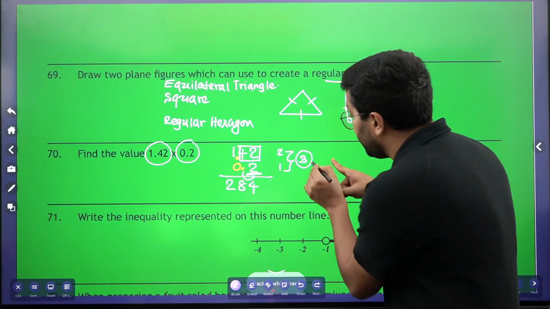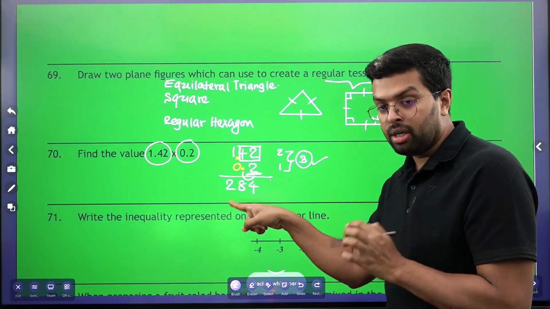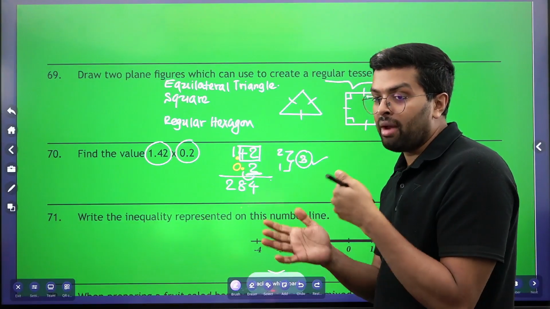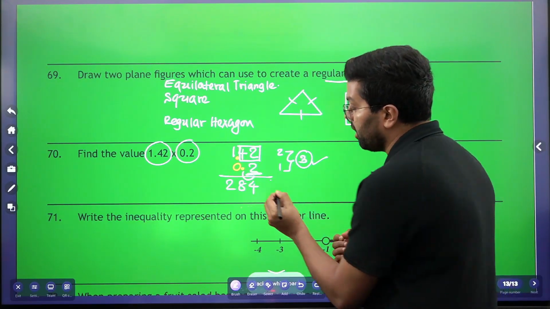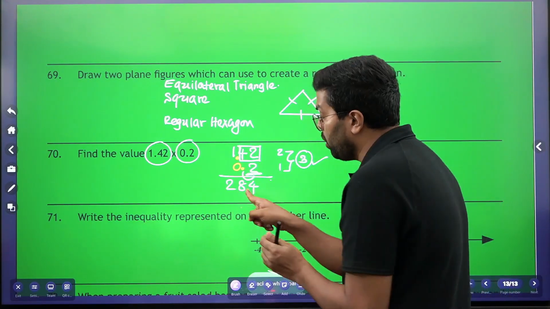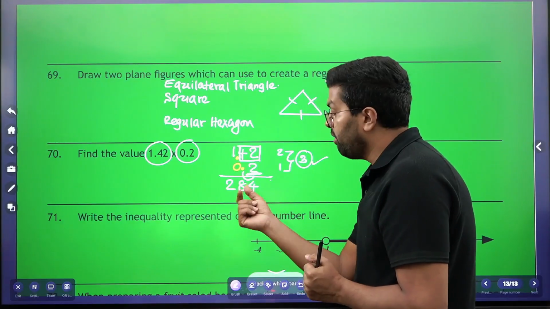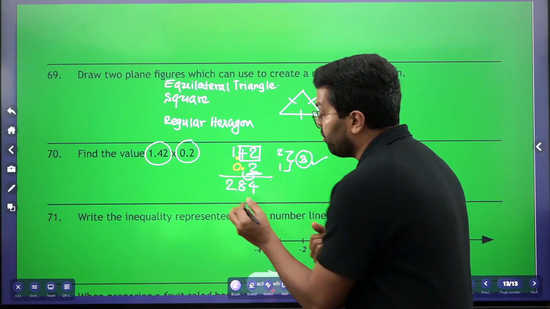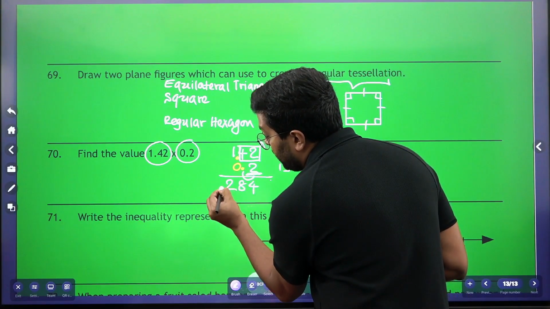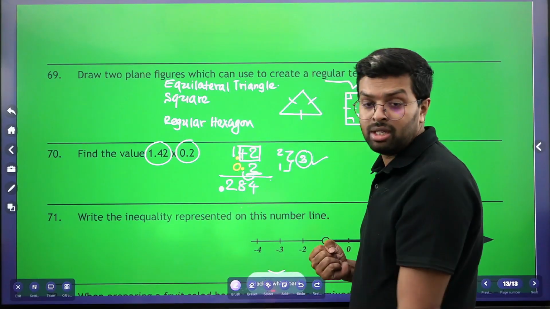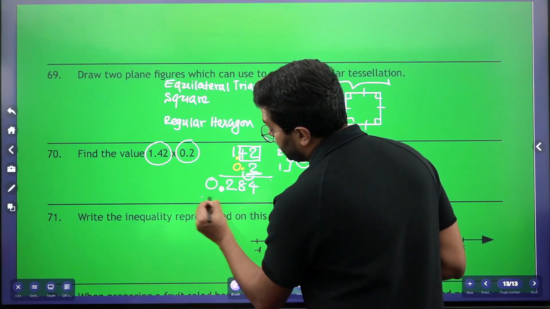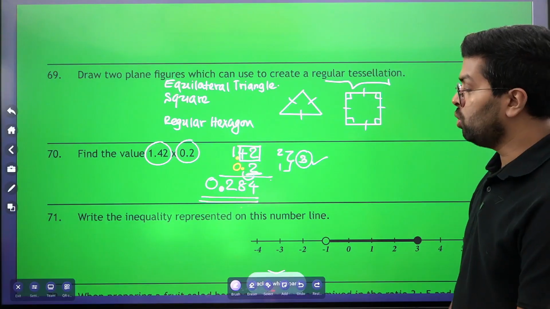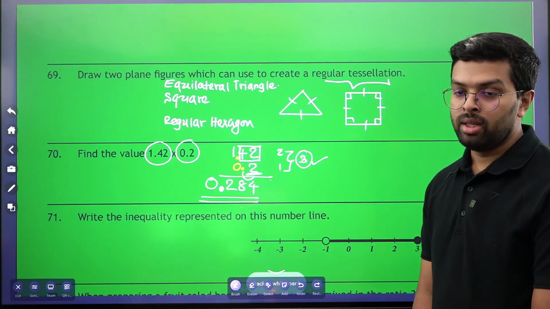In order to have 3 digits after the decimal point, think a little and tell me where we need to put the decimal point. If you put the decimal point here, we will only have 1 digit after the decimal point. If I put it here, I will have 2 digits. If I put the decimal point here, then I have 1, 2, 3 digits after the decimal point. So let's put a 0 in front of the decimal point. So the final answer is 0.284.